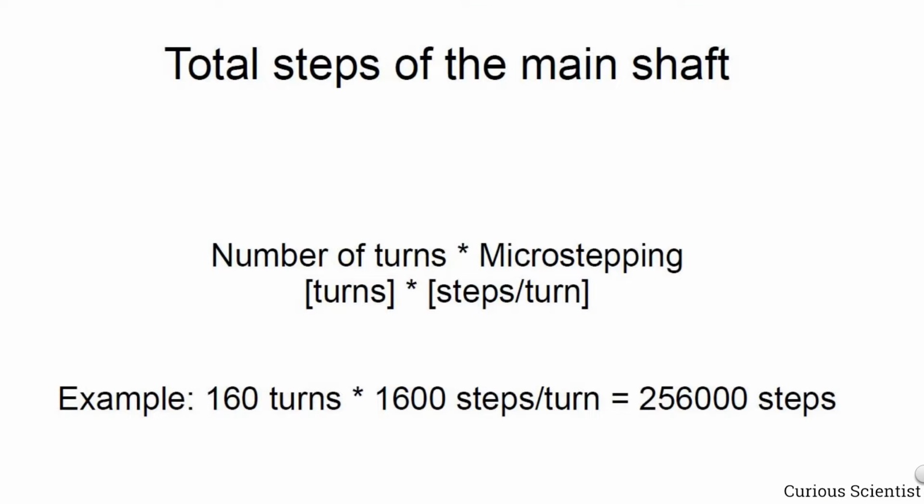So the total steps of the main shaft is the first thing that we calculate in the code. So what happens here is that we take the number of turns, which has the turns as a unit, or we can even consider it as unitless, and multiply it by the microstepping. And why do we do that? You can see it in the example. So if we have 160 turns, that means that the main shaft has to turn 160 times. And the microstepping is defined in a steps per turn unit. So then we just have to multiply these two numbers, and we have these 256,000 steps. Because 1,600 steps will do one turn, so then we want to do this turn 160 times, so we just multiply it, and then yeah, we got this number here.